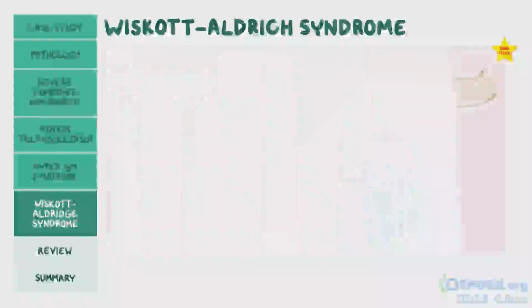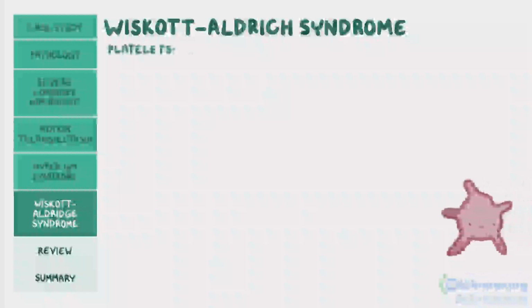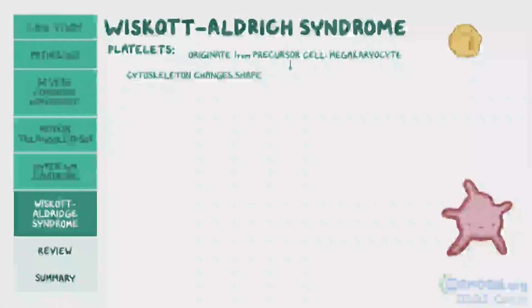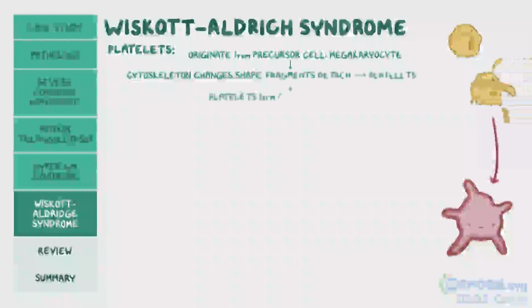Another type of blood cells that rely on the WAS protein are platelets, which originate from a large precursor cell called a megakaryocyte. Normally, the cytoskeleton of the megakaryocyte changes shape, so that small cellular fragments can detach, giving rise to platelets. The platelets then go off to form clots at damaged sites to stop bleeding.